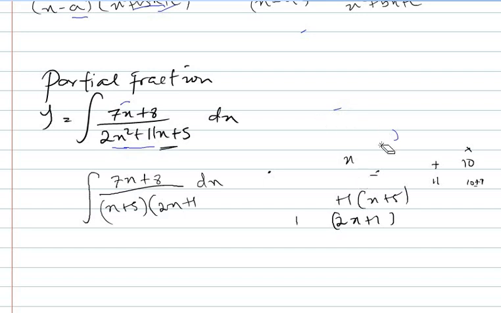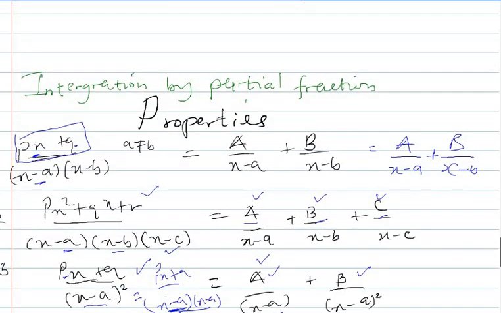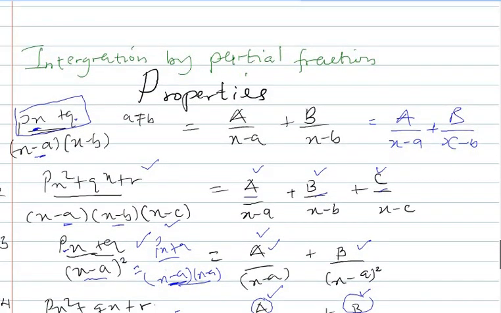Since we have this, we are going to look at one of the properties to see which one is suitable for this kind of problem. Here we have a linear term, and in the denominator we have 2 brackets. So I guess we are going to take properties 1, this one. So that's properties 1.